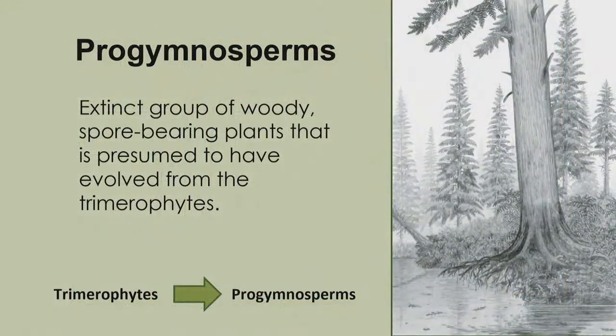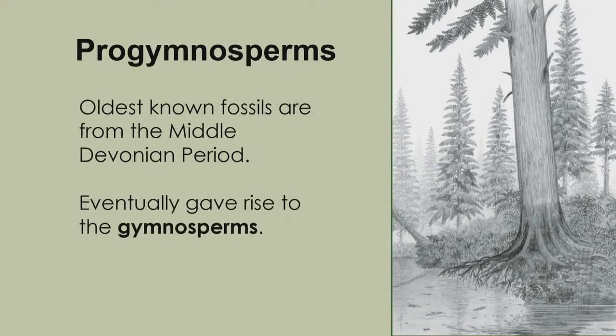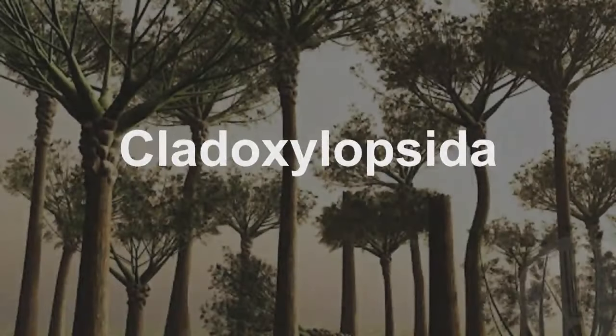Now it's also the time we start to see the rise of these progymnosperms. These are an extinct group of woody, spore-bearing plants that are presumed to have evolved from the trimerophytes. And they're kind of a transition group of plants between the trimerophytes and the modern gymnosperms. Oldest known fossils are from the Devonian period, and eventually gave rise to gymnosperms, which include our conifers, pine trees, ginkgo biloba, and we'll talk about the gymnosperms here in a little bit.